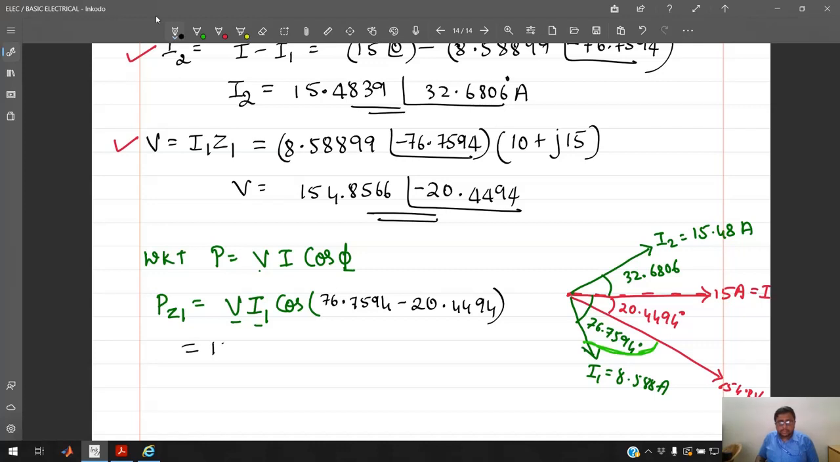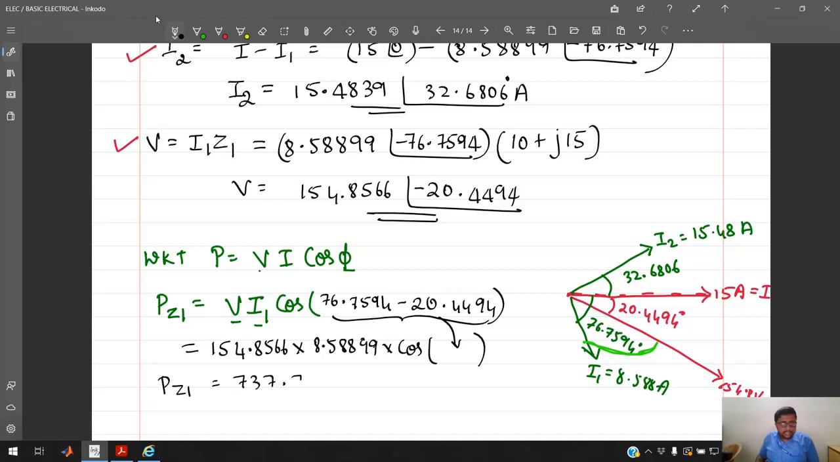So you need to write only the magnitude. So 154.8566 into current I1, which is 8.58899, into cos of the same angle, 76.7594 minus 20.4494. So you will get the answer PZ1 as 737.7842 watts. Similarly, I need to calculate what is the angle between V and I2.